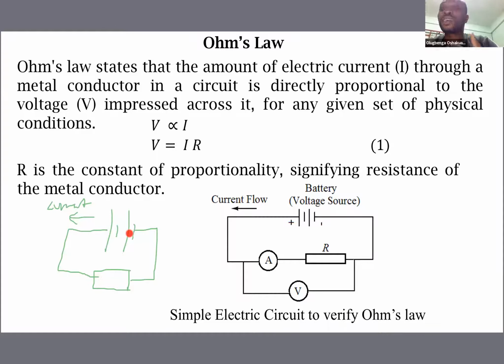So what amount of current flows? That is what Ohm's law is telling us, which is that the current that will flow through a metallic conductor depends directly on the voltage across the metallic conductor. The voltage across the metallic conductor is V, while the current flow is I. And then we have a constant of proportionality R, which is the resistance.